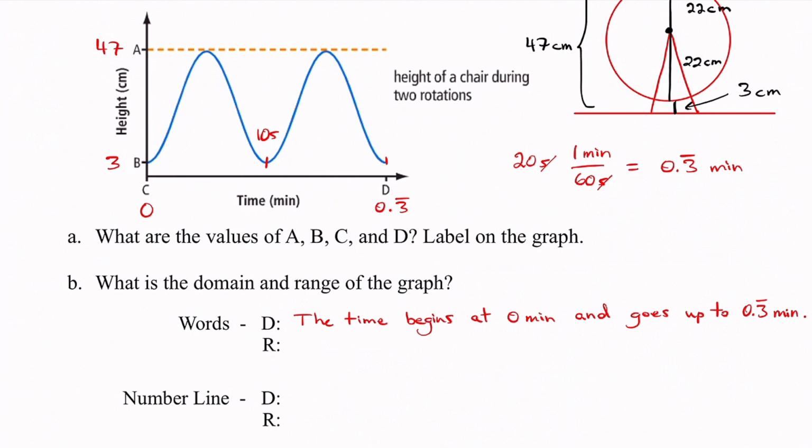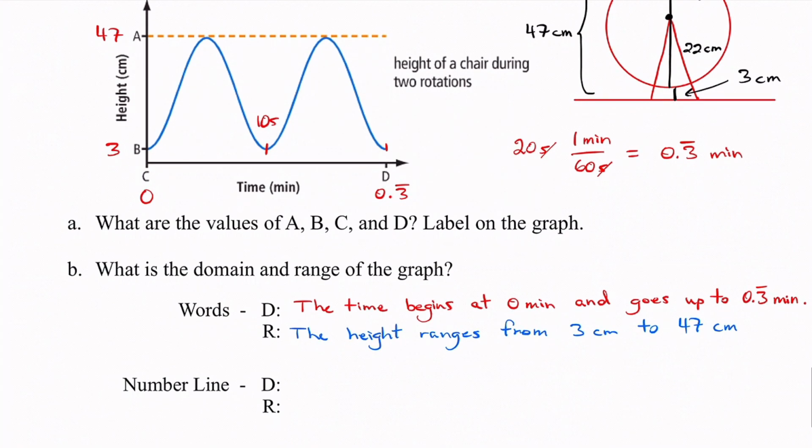For the range, we went from as low as 3 and we went up to as high as 47. So let's write that. So the words one is now all done. Then we can move to our number line. So let's draw our number line for domain here first. Draw our arrows. And we're going to go from 0 to 0.3.